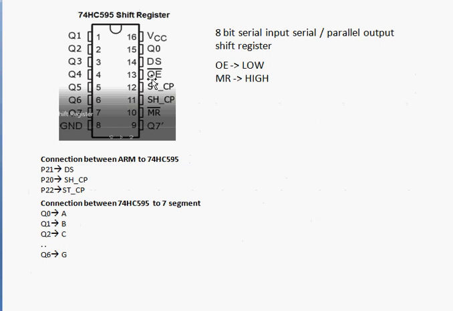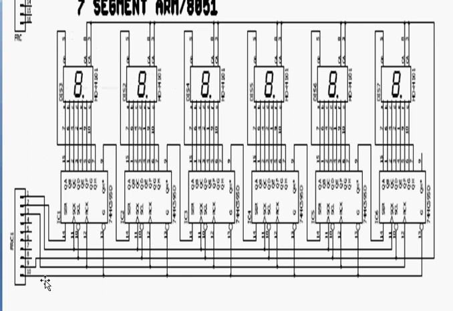So this is OE. This is high and low. That's correct. For 10 and 13, 1 and 0 you are supposed to provide. So that's what the connection is. This is high, this is low. That's for master reset and output enable pin.